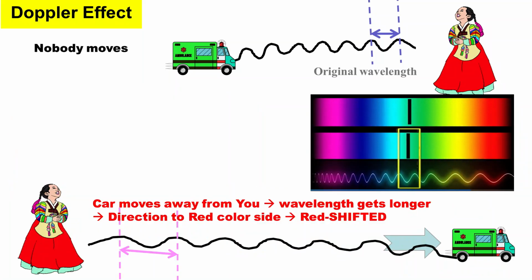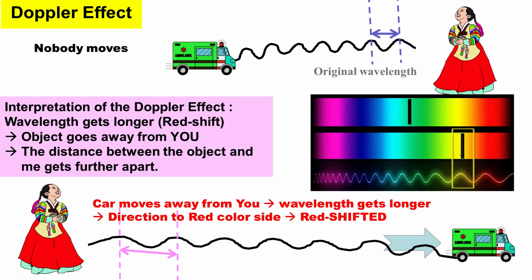What about this? Car moves away from you, wavelength gets longer, direction to the red color side, red shifted. If you see the spectrum, the absorption line moves toward the red color side with longer wavelengths. What about the interpretation? If you observe the wavelength gets longer, red shifted, from the spectrum, the object goes away from you, which means the distance between the object and me gets further apart.